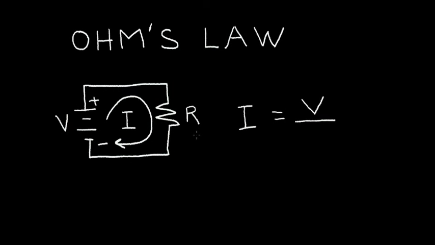But as resistance increases, we have more resistance to current flow. So as resistance increases, the current decreases. So there's an inverse relationship between resistance and current. So resistance goes in the denominator.